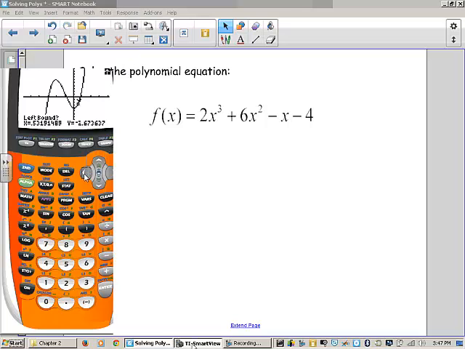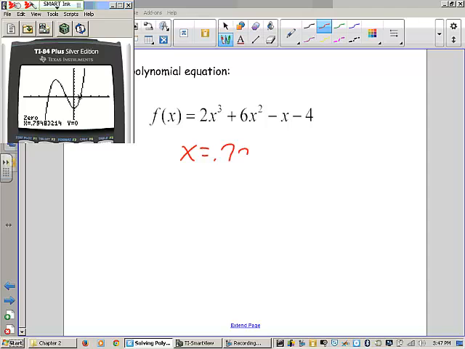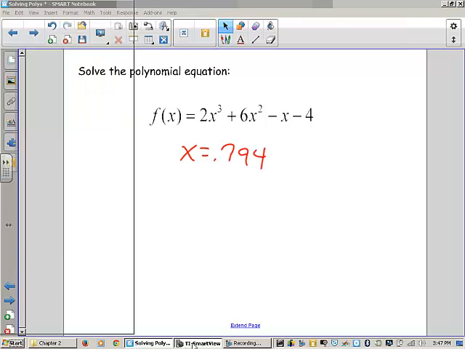So it's asking me to put it on the left. So see the blinking dot? It's on the left of the zero. Press enter. Then I put it on the right of the zero, and I press enter. I press enter again. And I find that one of my zeros is 0.794. So x equals 0.794. That's one of the zeros.